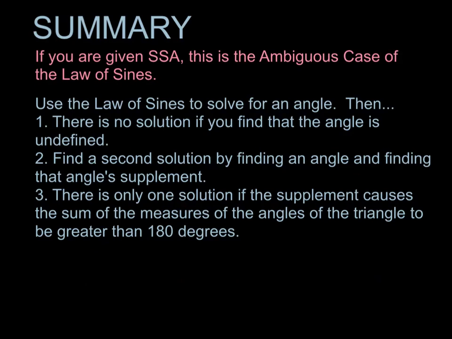And here is our summary. The ambiguous case is a special case of the law of sines. It happens when you are given side-side-angle. And what you do is you use the law of sines to solve for an angle. And then you've got three cases. You have no solution if when solving for the angle you find that that angle is undefined. You'll have two solutions if you find that angle and then calculate that angle's supplement. And then you have only one solution if that supplement means that the measures of the angles of your triangle is greater than 180 degrees.